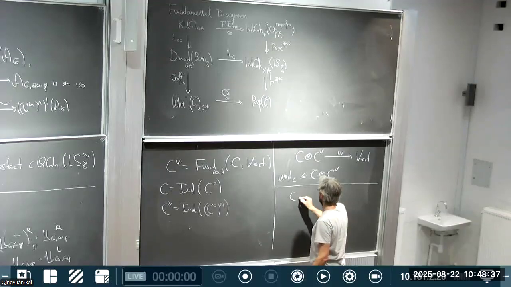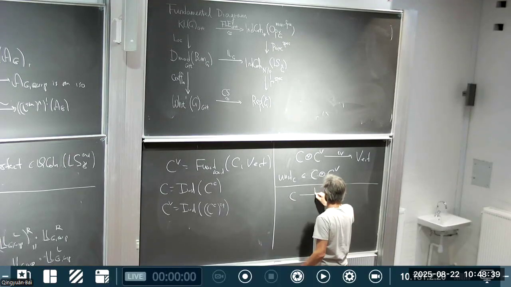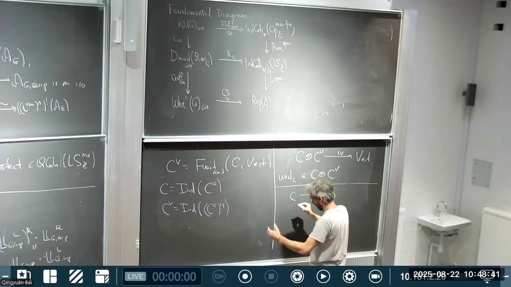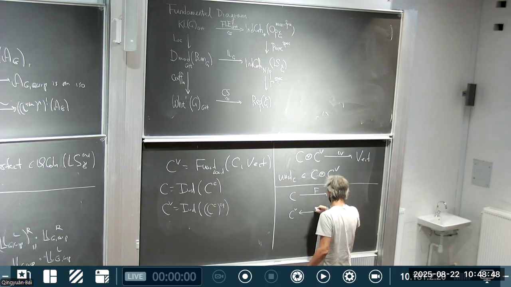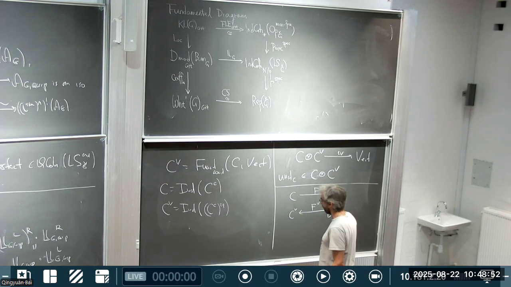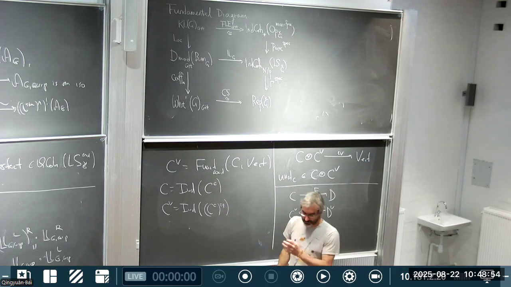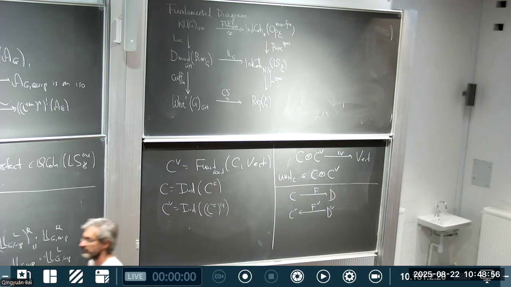Also, if you have a functor from C to D, as in an arbitrary symmetric monoidal category, you will have a dual functor from D check to C check. But now there is something special that happens, something specific to DG categories that I want to emphasize.